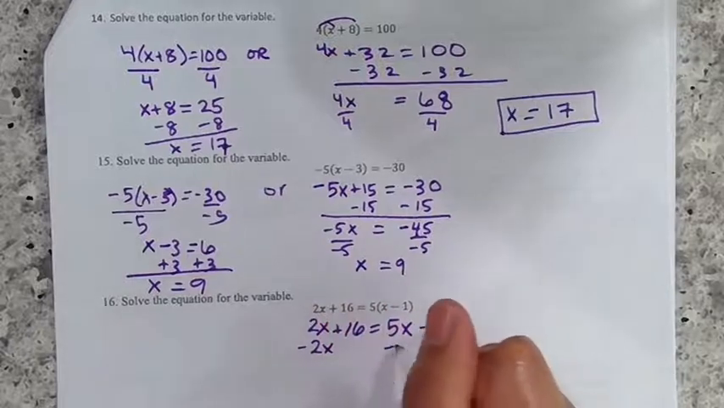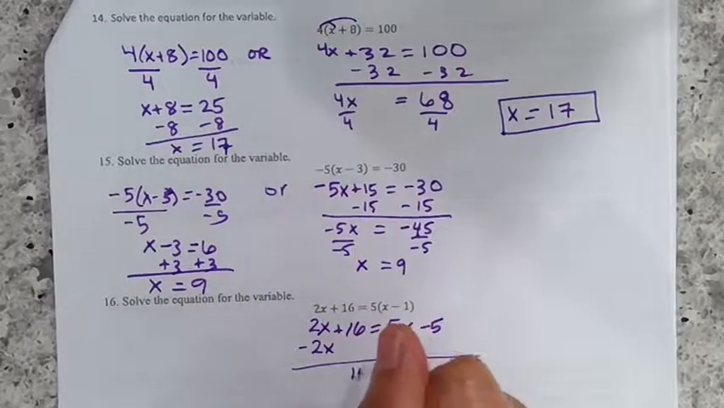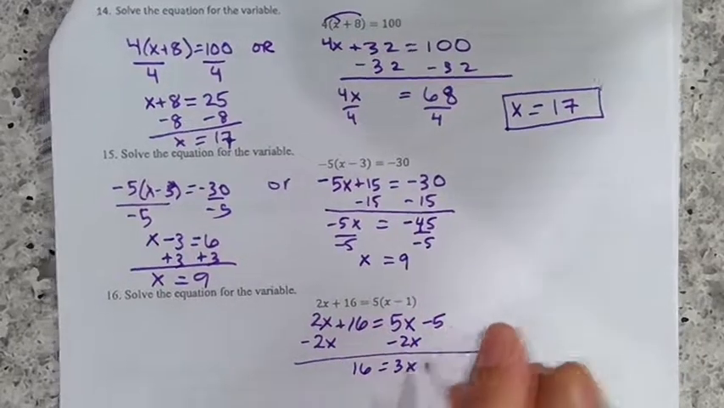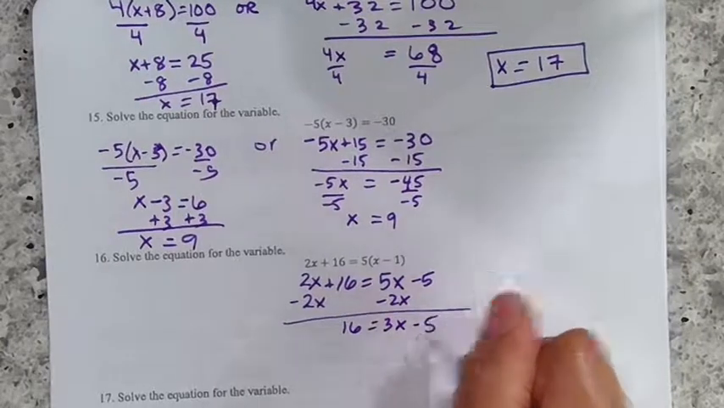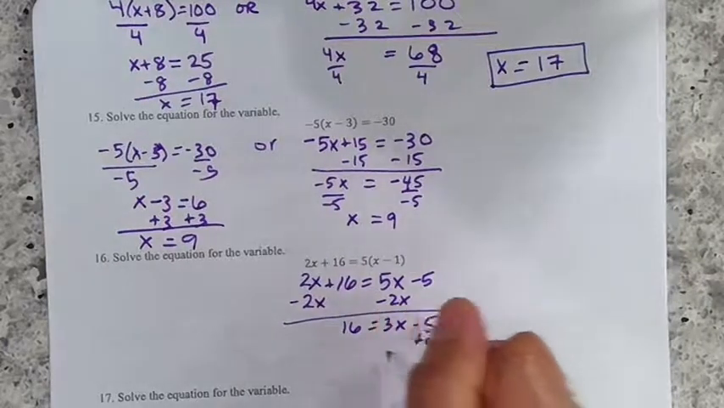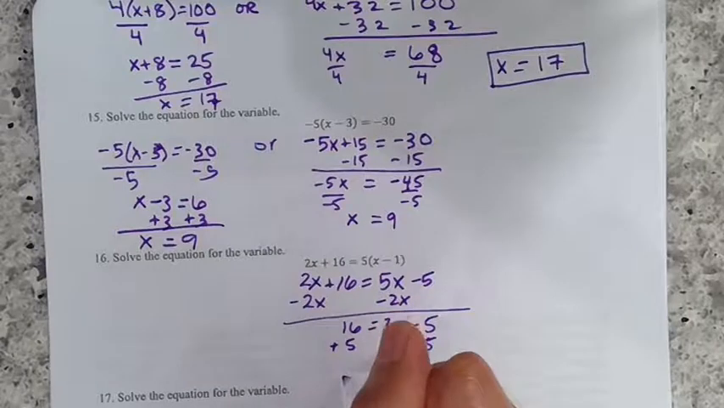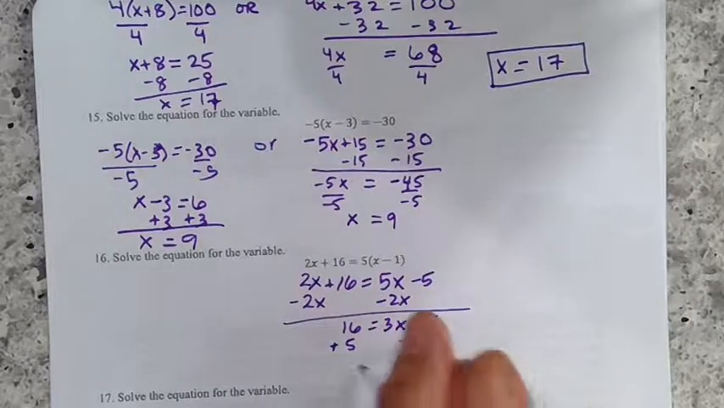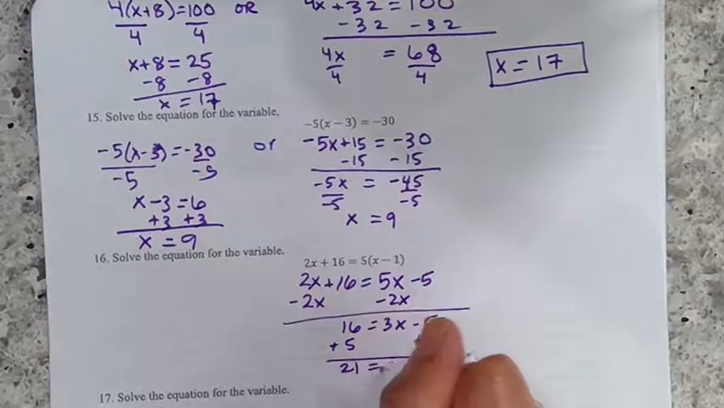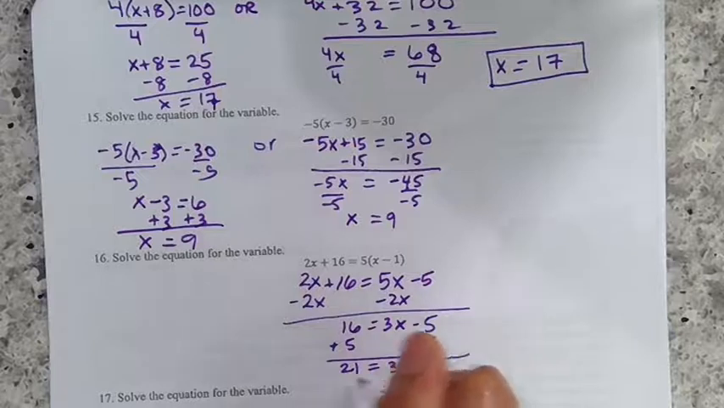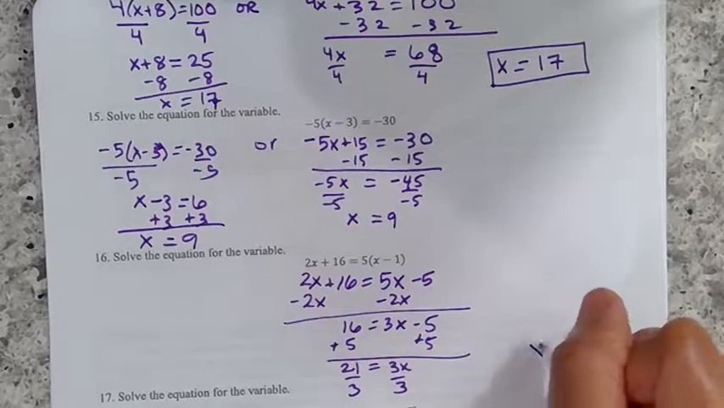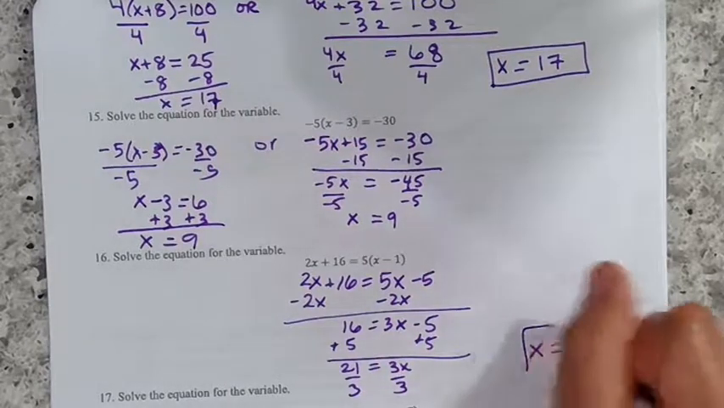Subtract 2x from both sides. Add 5 to both sides. Divided by 3. X is equal to 7.